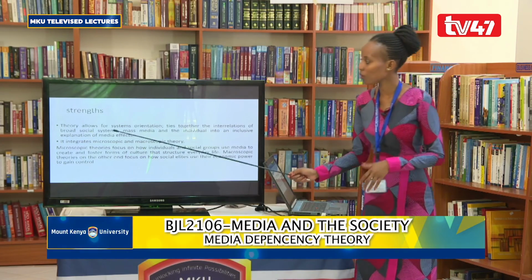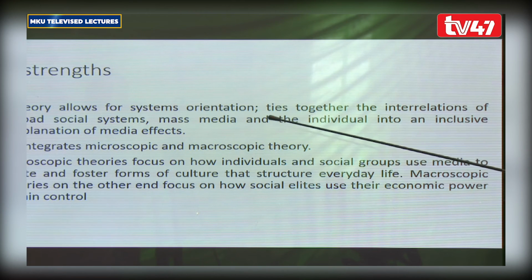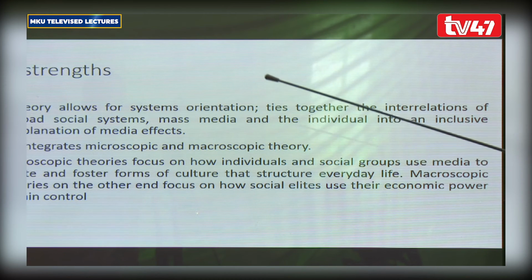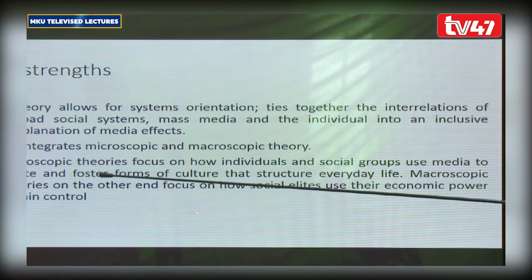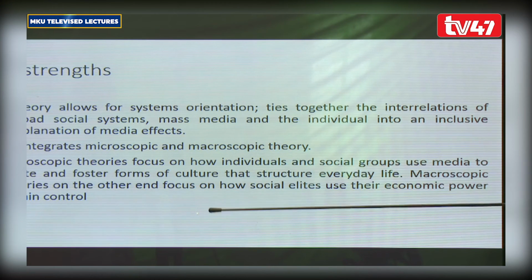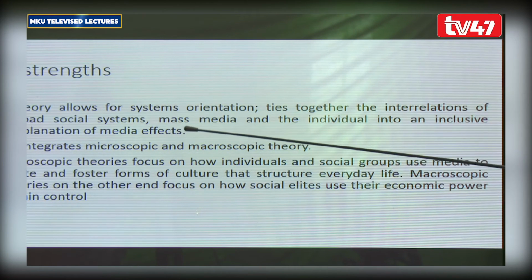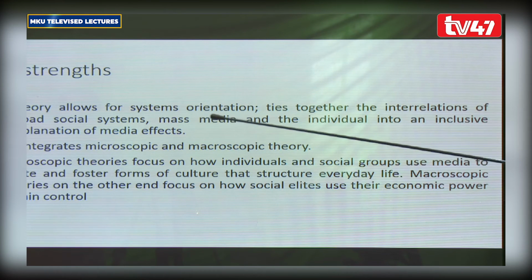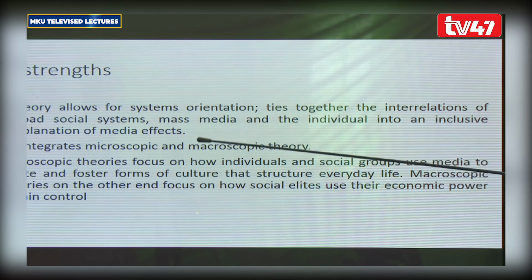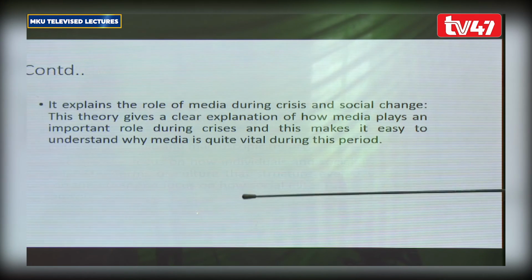And strength number one, you'll find that the theory allows for systems orientation. It ties together the interrelationships. It shows us the broader relationships that are there, and it allows that connection between the media and different systems. Also, it integrates the microscopic and macroscopic theory, such that it will involve those social groups that are seen to be small, and also the individuals. It will involve different institutions and also individuals in explaining the relationship that is there.